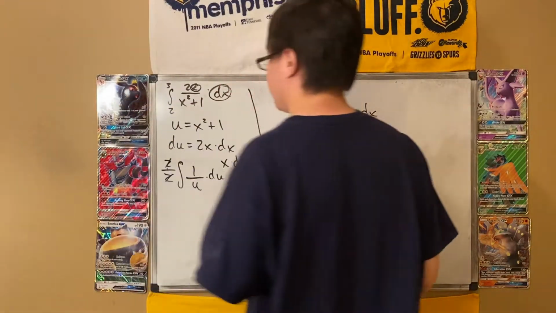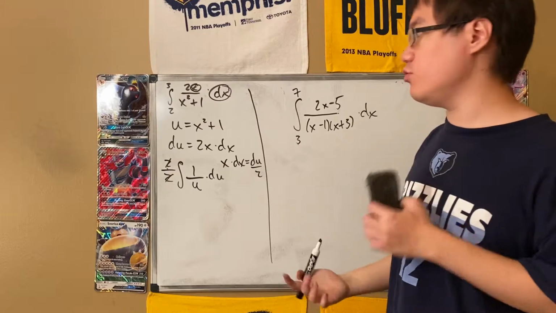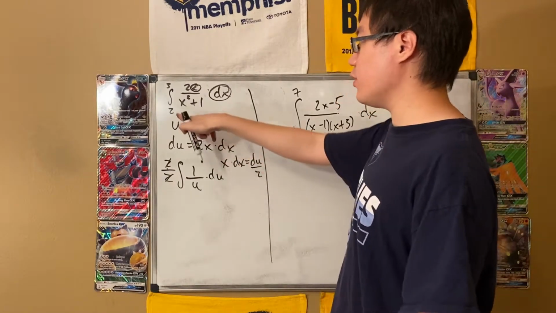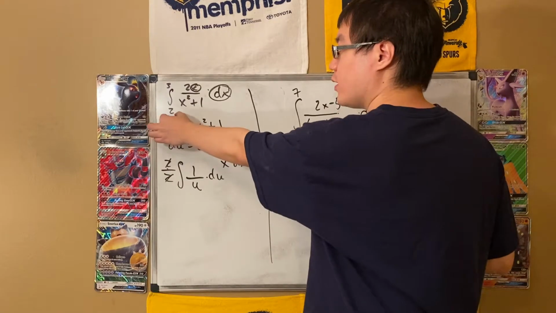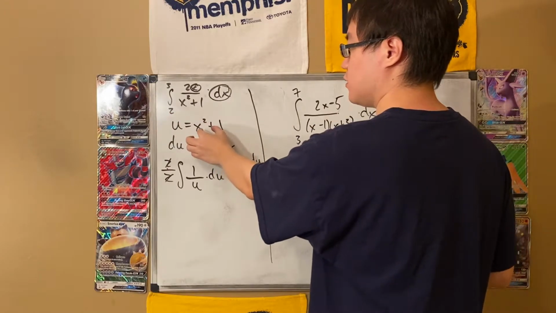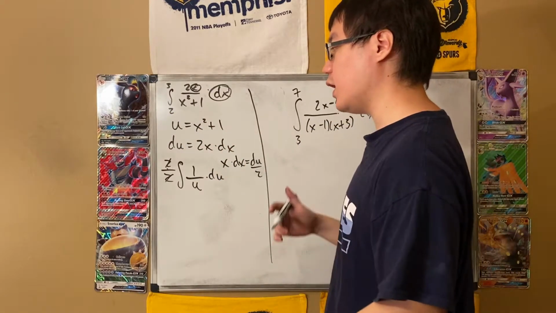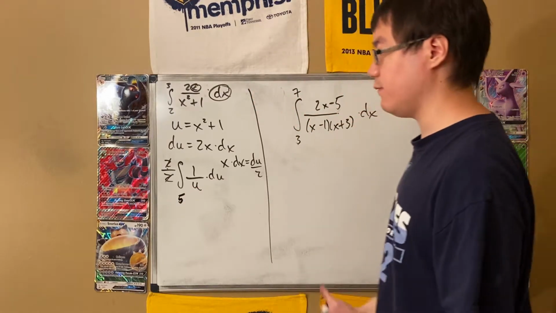The key that some students forget is that you have to change the x numbers to u numbers. So how do you do that? Well, you're going to take your x number and just plug it into the function. Our old bottom number was 2, that was the old x. We're going to plug it into u, so 2 squared plus 1 is equal to 5. So that means that our new bottom number is going to be 5.